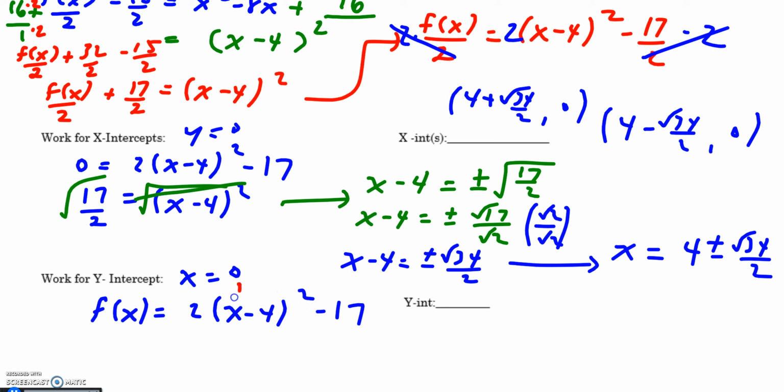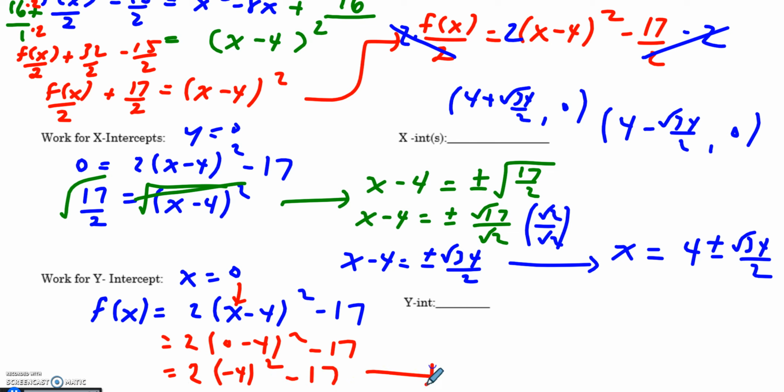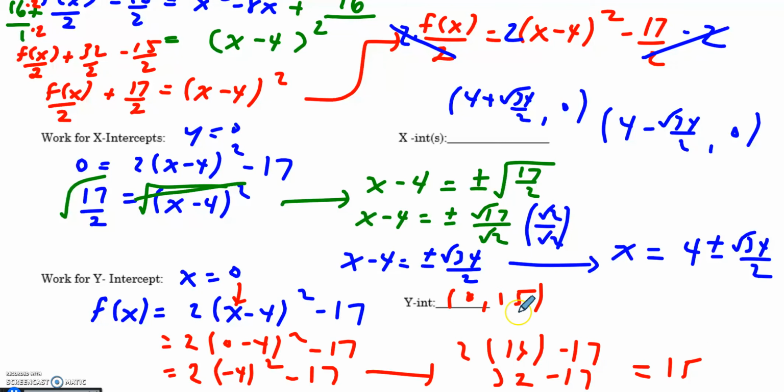If I plug 0 in here, I would have 2 times 0 minus 4 squared minus 17, which is 2 times negative 4 squared minus 17. 2 times 16 minus 17, which is 32 minus 17, which gives me an answer of 15. So my y-intercept is (0, 15).